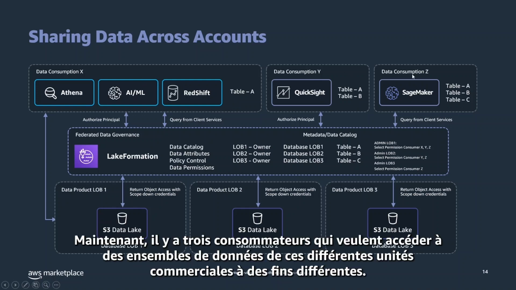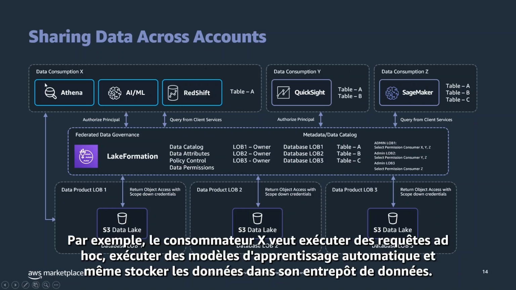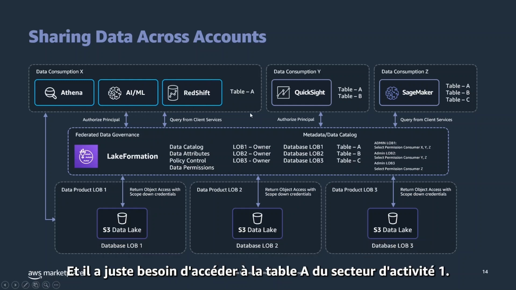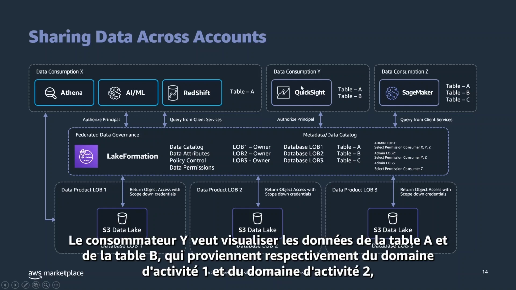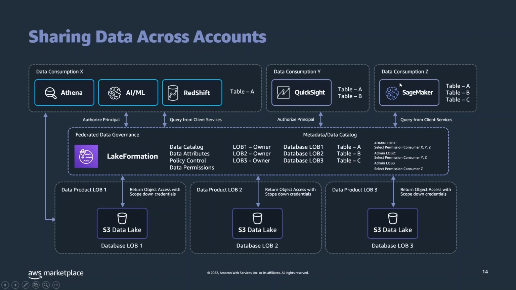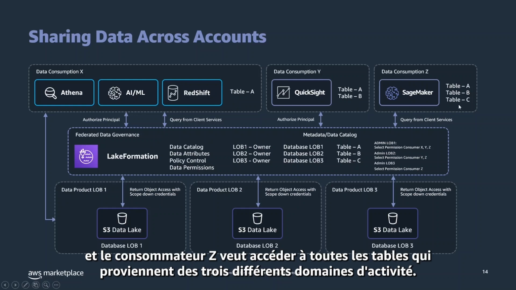Now there are 3 consumers who want access to different data sets from these different business units for different purposes. For example, consumer X wants to run ad hoc queries, run machine learning models, and even store the data in their data warehouse. And they just need access to table A from line of business 1. Consumer Y wants to visualize data on table A and table B, which come from line of business 1 and line of business 2 respectively. And consumer Z wants access to all of the tables that come from the 3 different lines of business.